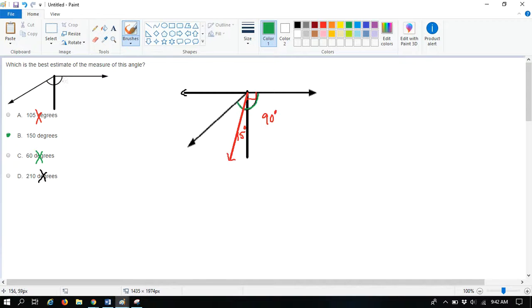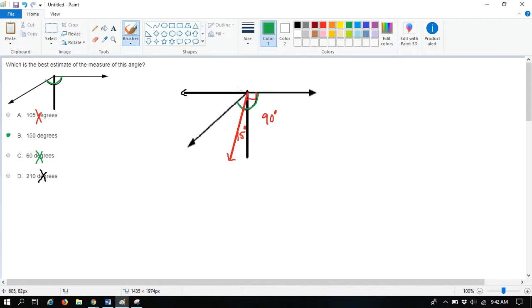Now the angle that we started with went from here to here, right? So let me see if I can reproduce that. It goes from here to there. So that goes beyond 90. So I know that my angle has to be more than 90. If it's more than 90, it can't be 60. So I crossed out 60.